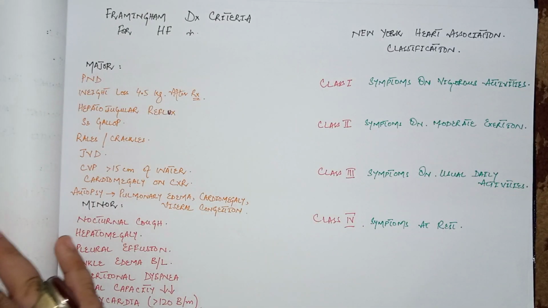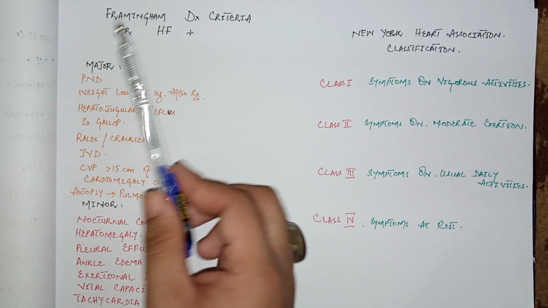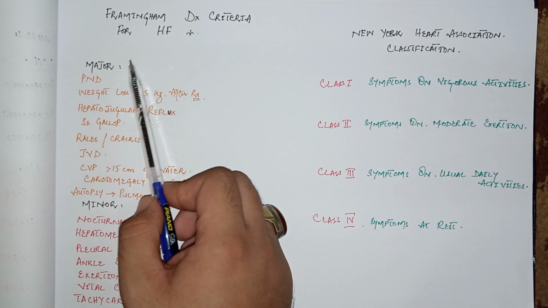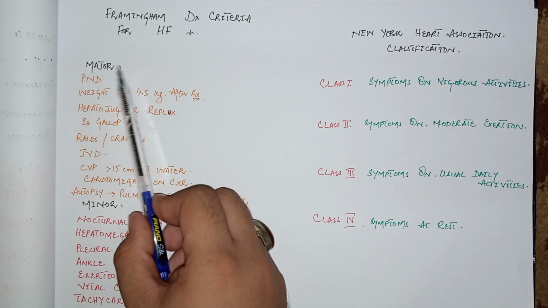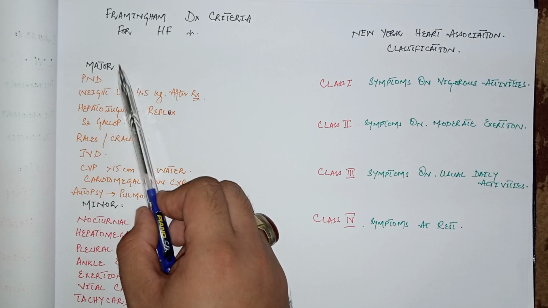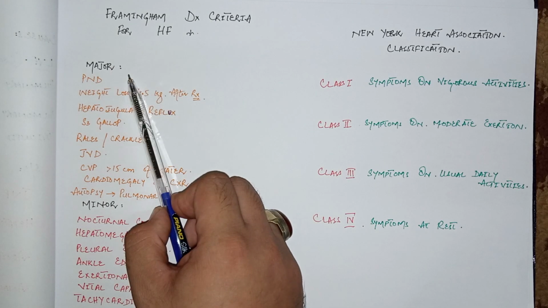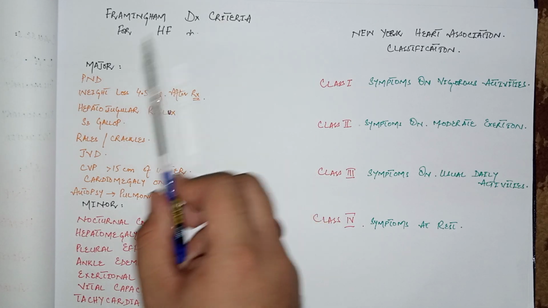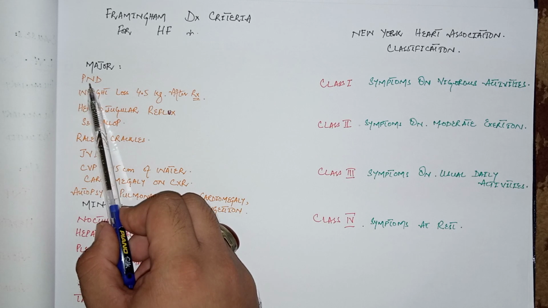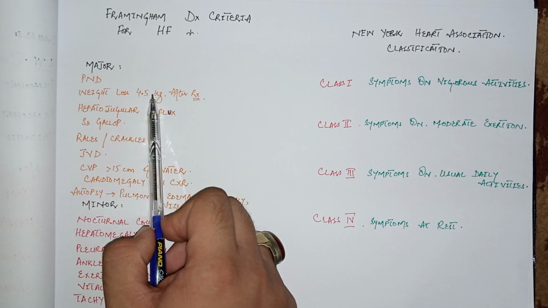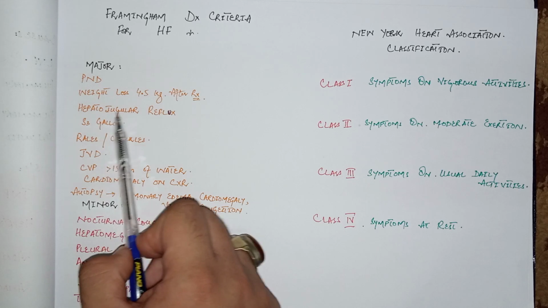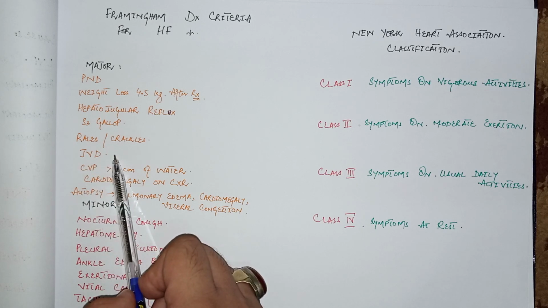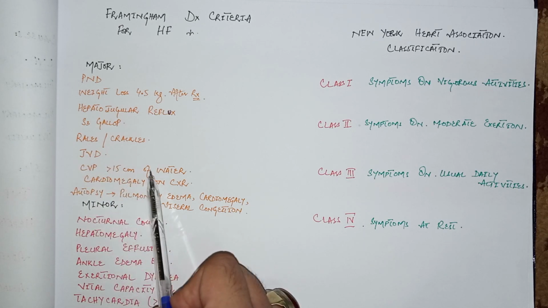Now come to the few criteria of diagnosis of heart failure. The most important is the Framingham diagnostic criteria for heart failure. There are some major criteria as well as some minor criteria. If two major criteria are positive, it is diagnostic of heart failure, and if one major criterion and two minor criteria are positive, it is also diagnostic of heart failure. The major criteria for heart failure are paroxysmal nocturnal dyspnea, weight loss of 4.5 kg after the start of treatment, hepatojugular reflux, S3 gallop and crackling sound at the bases of lungs, jugular venous distension, and central venous pressure more than 15 centimeters of water.